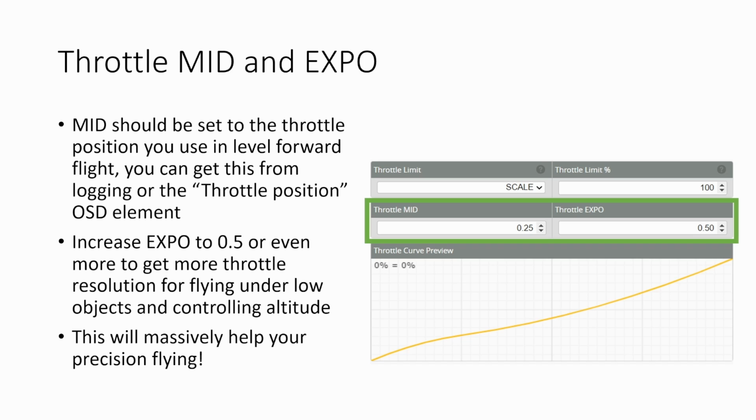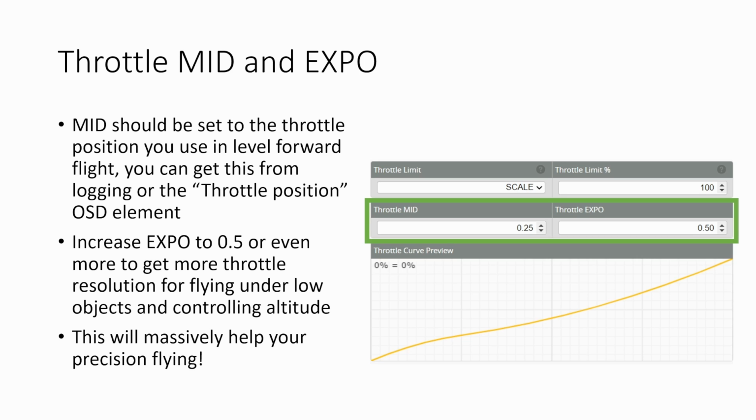Let's talk about Throttle Mid and Expo now. Throttle Mid should be set to the throttle position that you use when you're just cruising around in level forward flight. You can get this by looking at logs or by using the throttle position OSD element, which will tell you your throttle percent when you're just cruising around in level forward flight. That's going to be the value that you want to set for your throttle mid. And it's going to depend on the weight of your quad, the amount of camera up tilt that you're running, the props that you're using, all of that stuff.